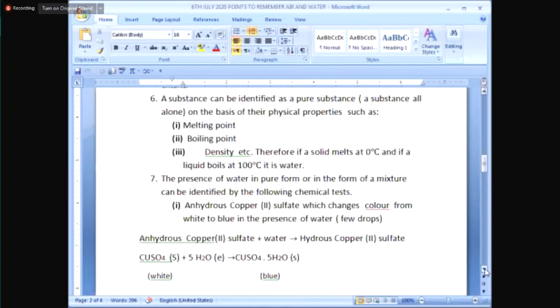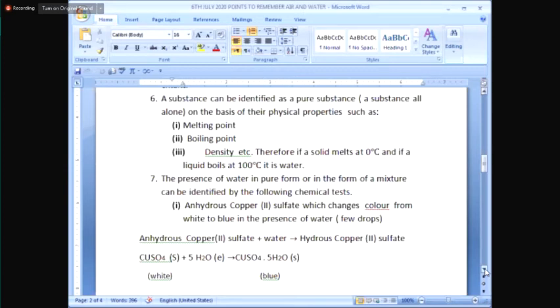Very straightforward, but a concept. Now, point 7: if you want to show the presence of water in pure form, that is all alone, distilled water, or in the form of a mixture such as saliva or any other mixture of water, may be heterogeneous or homogeneous, it can be identified by the following 2 very common tests, which you all know and have performed in the laboratory. You must have done this in class 9th, and I have given you the word equation.